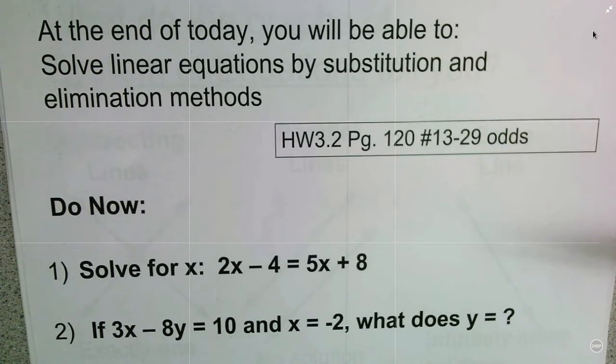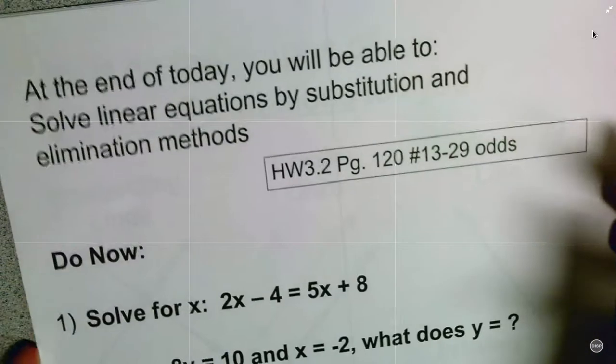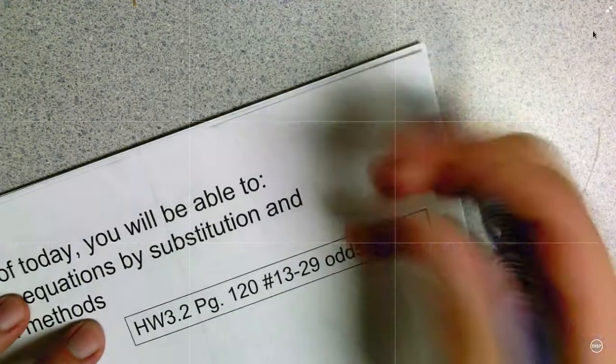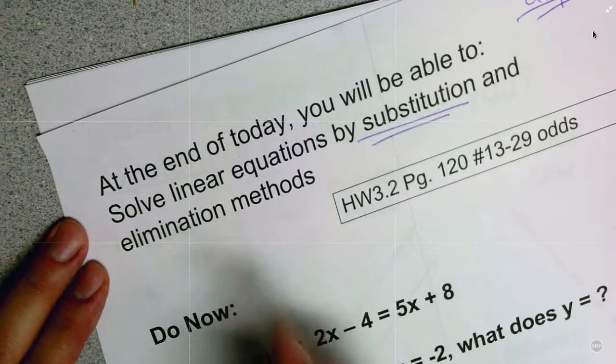This time around what we're going to be doing is looking at the other two methods for solving systems of equations. So we have three methods ultimately. We did the first one, graphing. The other two are substitution and elimination.